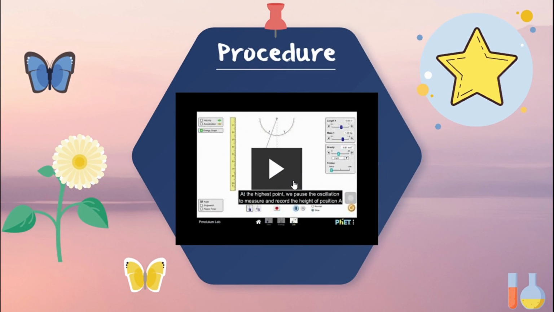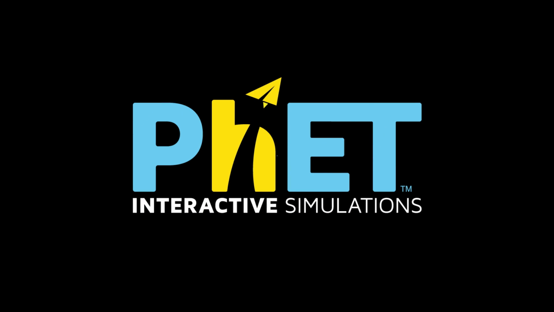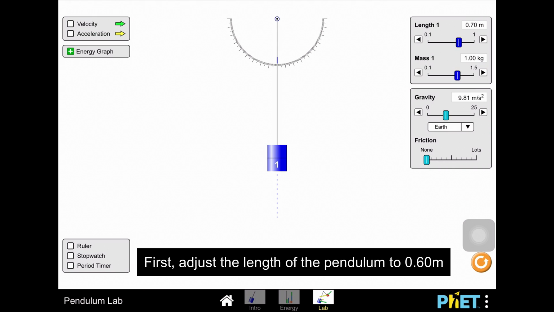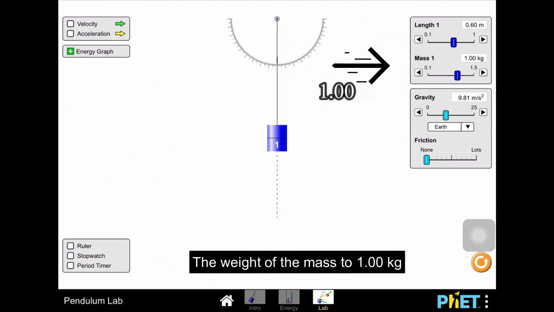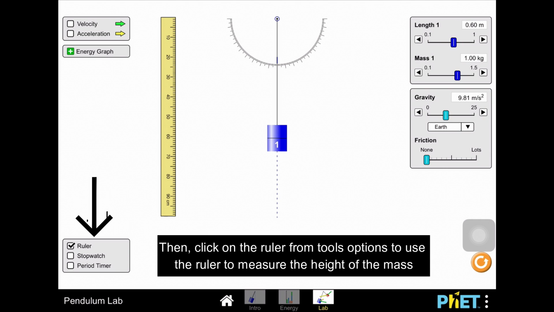Procedure. We conduct the simple pendulum experiment by using PhET simulation. First, adjust the length of the pendulum to 0.6 meters, and the weight of the mass to 1 kilogram. Then, click on the ruler from Tools Options to use the ruler to measure the height of the mass.